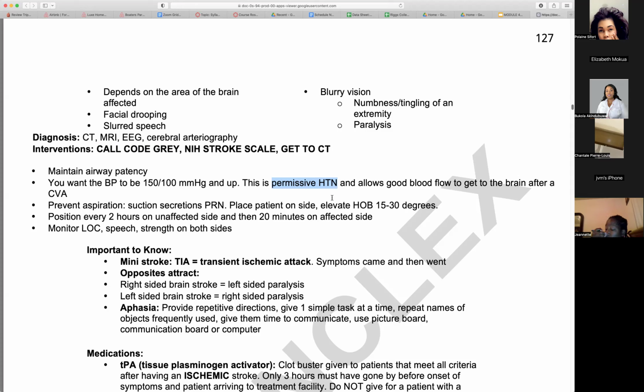Okay, so next up, in the stroke patient, we want to prevent aspiration. Remember, write this down. Stroke will impair the gag reflex. That's why your second number one priority was airway. We want to prevent aspirations, so be prepared to suction as needed. You can put the patient in semi-Fowlers. You can place them on their side. Monitor level of consciousness, speech, and strength on both sides. Also, you can monitor gag reflex, okay?